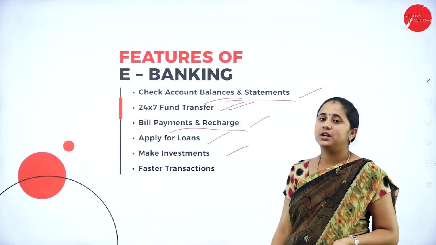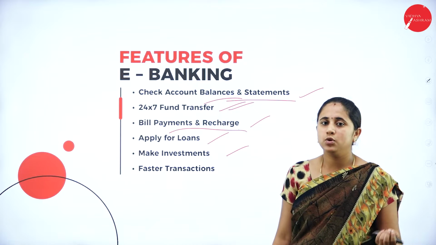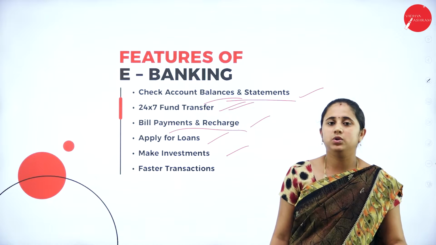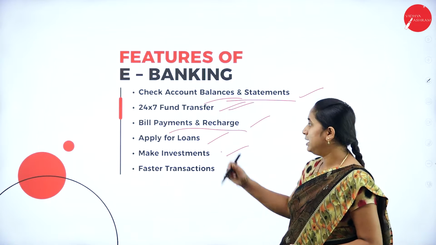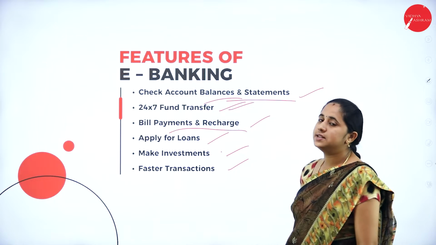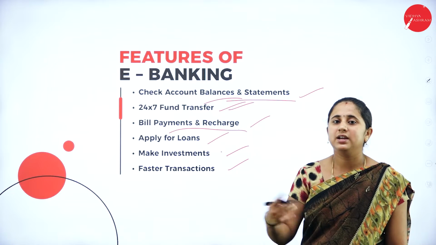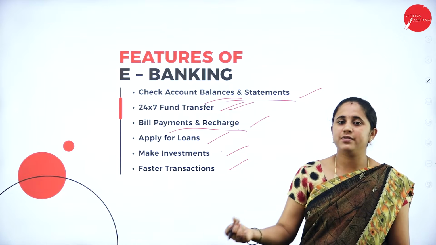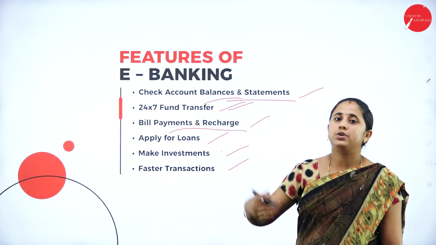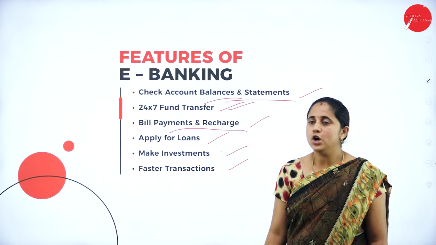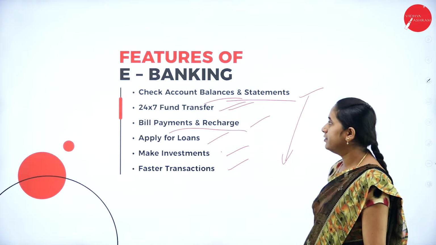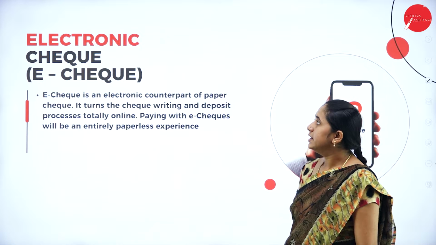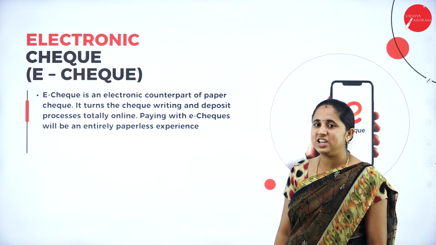Next, make investment. Through mobile banking you can invest in securities, gold, and open an FD account, and you can undertake all those things under e-banking. Next one, faster transaction. Compared to traditional banking, it is faster and reduces the time for transaction. Within a fraction of a second you can transfer money to another bank, to another customer. So it facilitates all these features. These are the features of e-banking. So next one is electronic check, that is e-check.